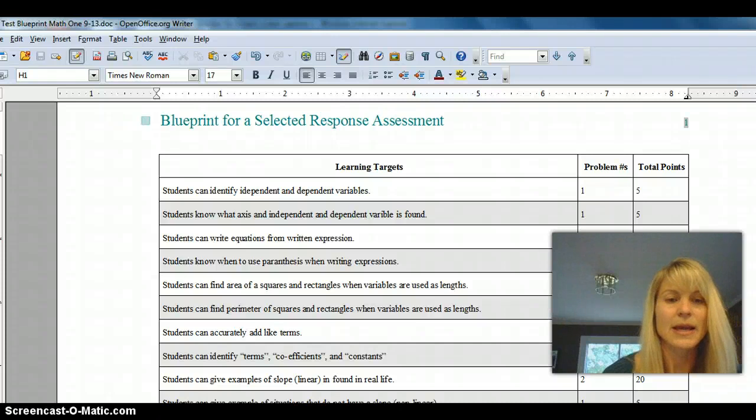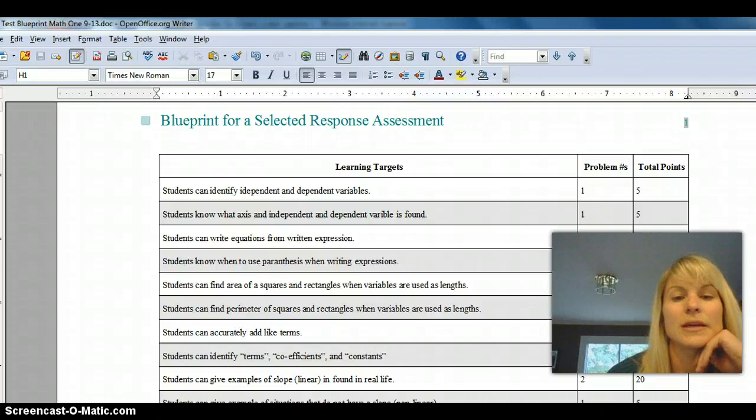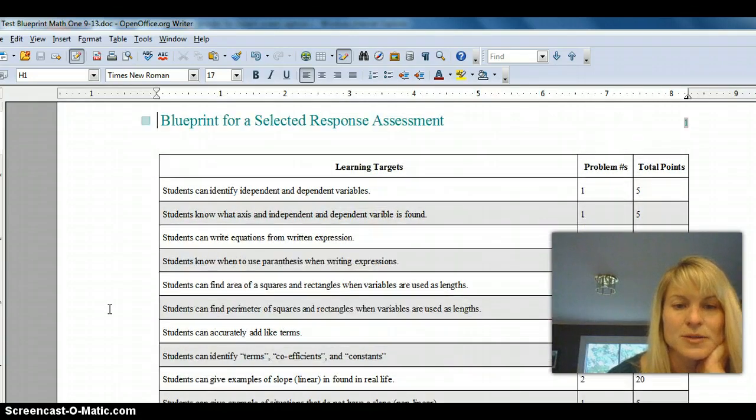Okay, so today we went over the blueprint learning targets for our first test on Monday, excuse me, our first summative test. As you can see, these are the learning targets I've posted throughout the last few weeks and that you will be tested on. The learning target is here. The number of problems on the test is there, and the total points it will be worth.